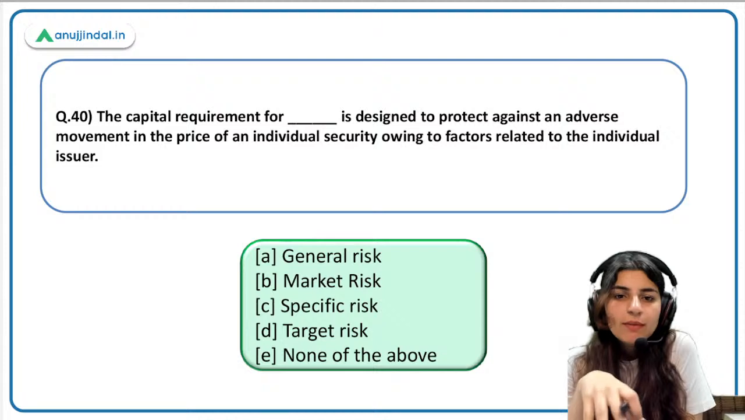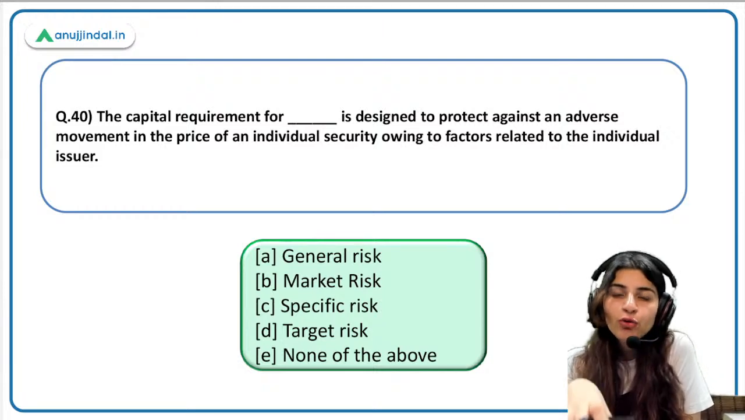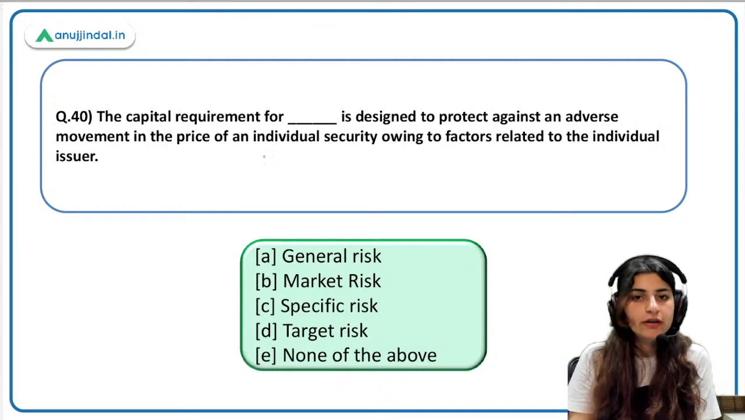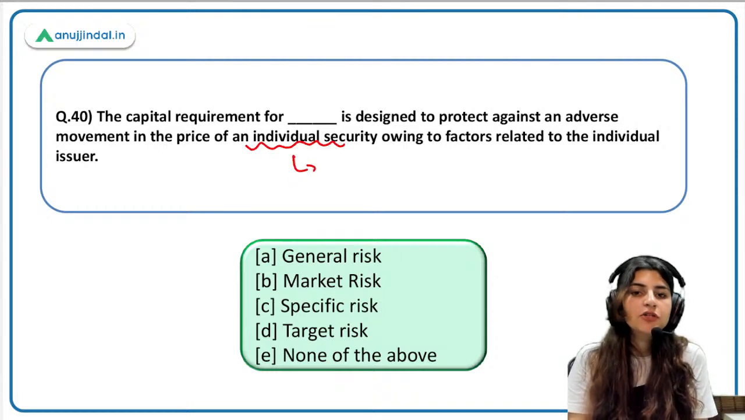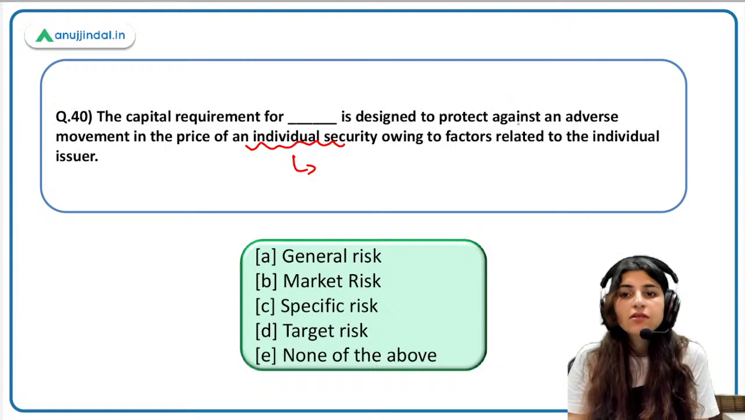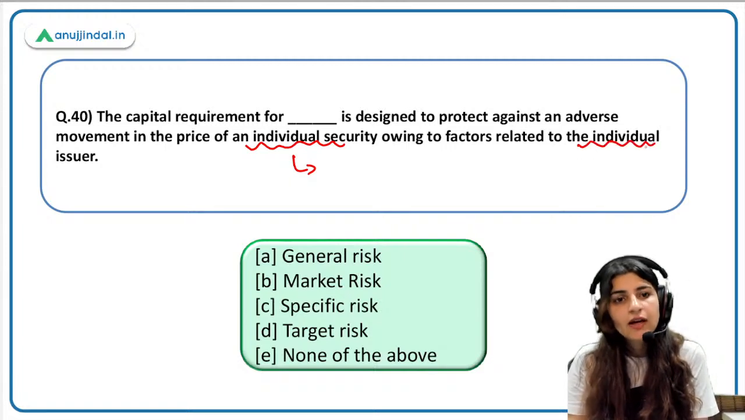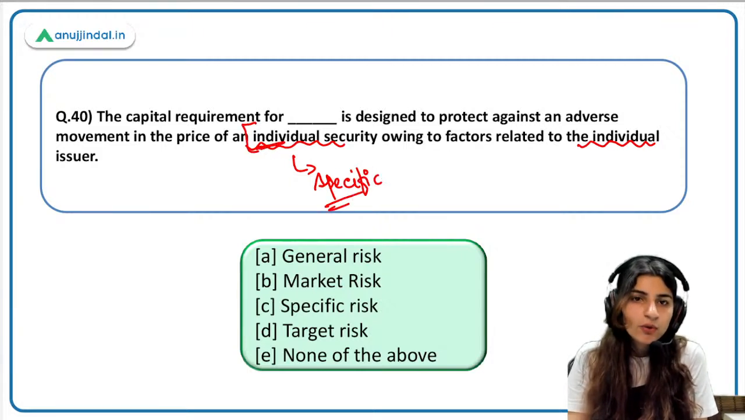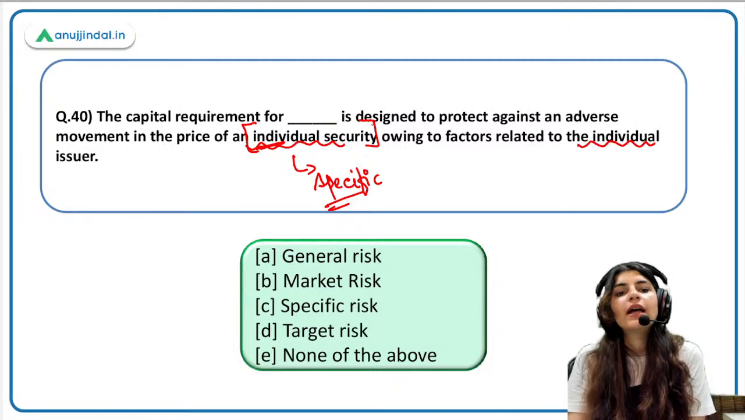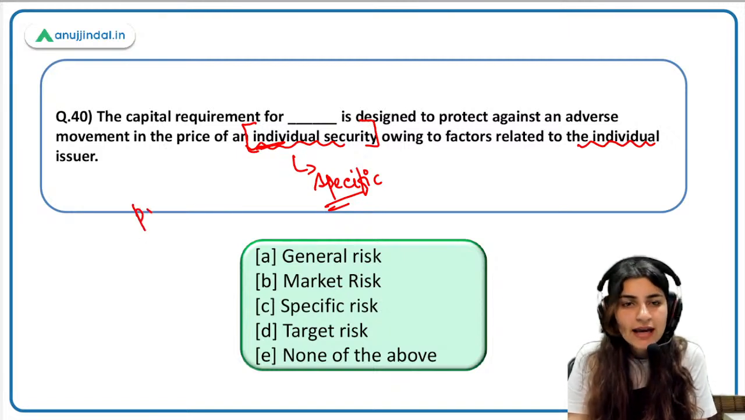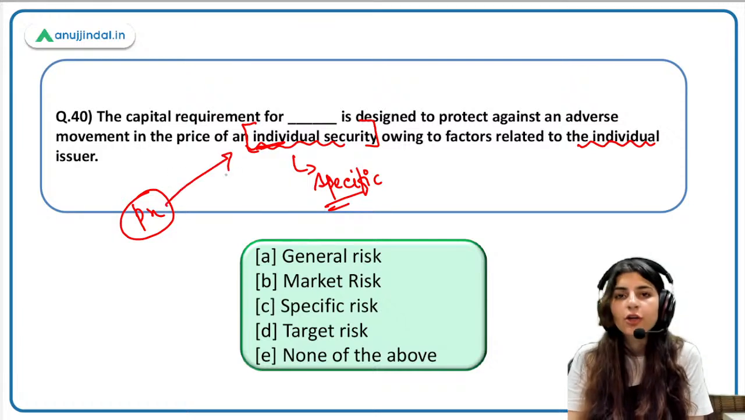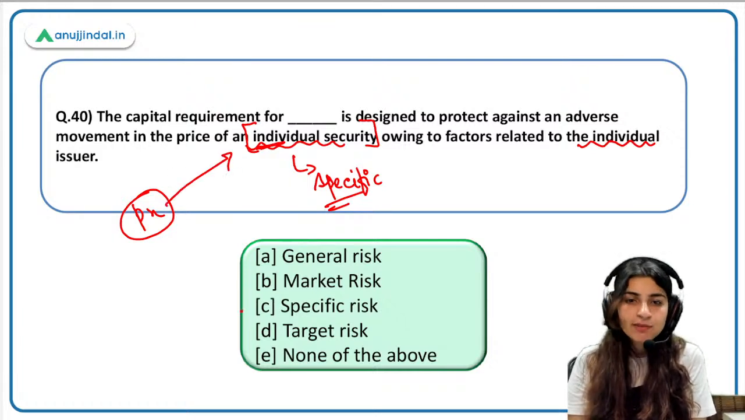The capital requirement for Dash is designed to protect against an adverse movement in the price of an individual security. Here, the keyword is individual security, owing to factors related to the individual issuer. Now, here we are talking about specific risk. When any individual security पे कोई risk capture होता है या any adverse movement in the price of any individual security, that is mapped through specific risk.